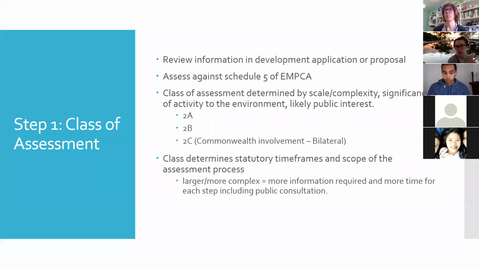The first step is the class of assessment. Blackmans Bay Wastewater Treatment Plant was determined to be a 2B, just like Medina was. Sewage treatment plants, wastewater treatment plants, are quite complex developments. As you can imagine, they have quite a few issues and risks. And generally, in most cases, a wastewater treatment plant will be classed as a 2B because of the complexity of the issues we're dealing with, regardless of the size or location. And as we said last time, the classification determines the statutory timeframes and the scope of the assessment process.